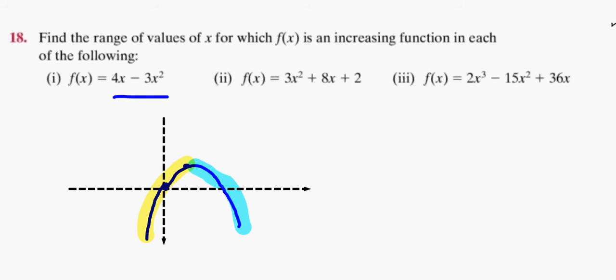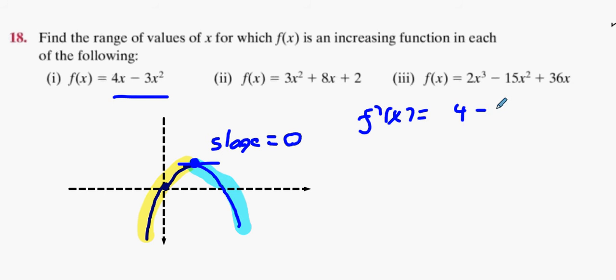Now I need to find the point at which it's stationary. Do you get what I'm saying? I need to find the part where it's flat, where the slope equals 0. Now, in differentiation, the first derivative is the slope. So I'm going to differentiate this once. What happens when I differentiate it once? 4 minus 6x, is it? Right, 4 minus 6x, and I want the slope to be equal to 0. Then I get 4 equals 6x, and then x equals 2 over 3.